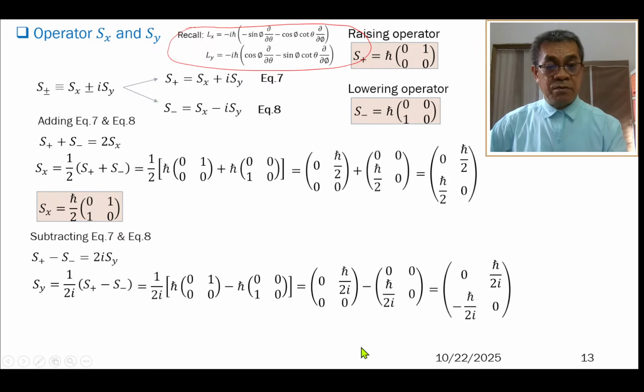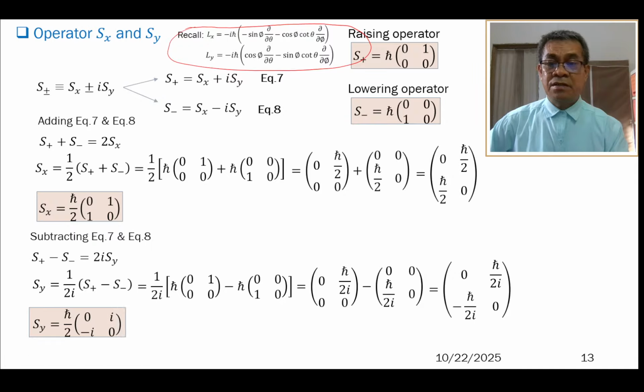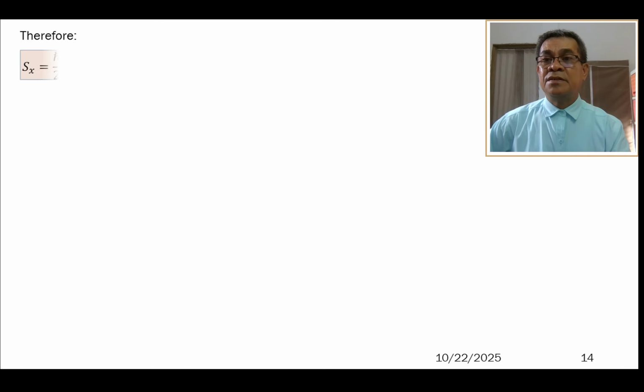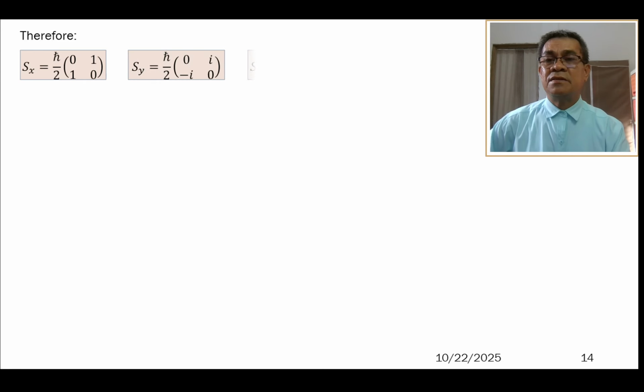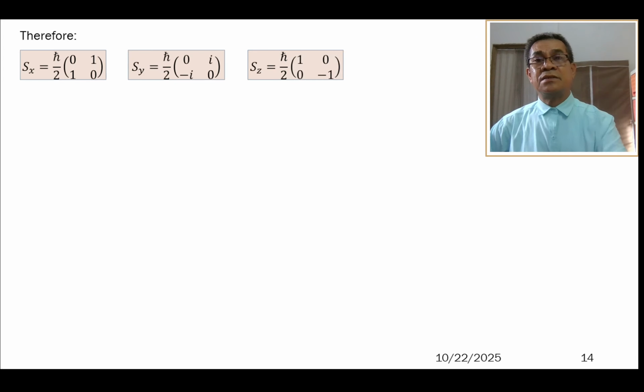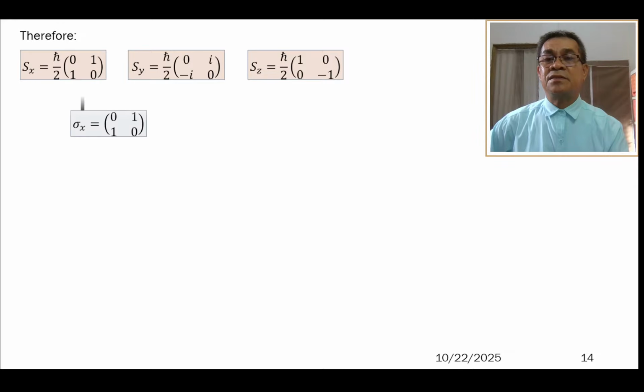Take out the common factor in matrix algebra. Again, we have ħ over 2, and we have these values for the S_x and S_y operators. So we're done. Therefore, this is now the summary. We have S_x, you have to memorize this, S_y, then we have S_z, previous. And we have these three components of the spin operator: S_x, S_y, and S_z.